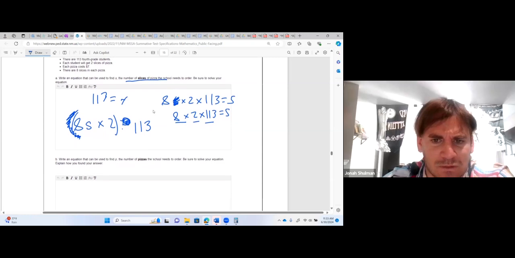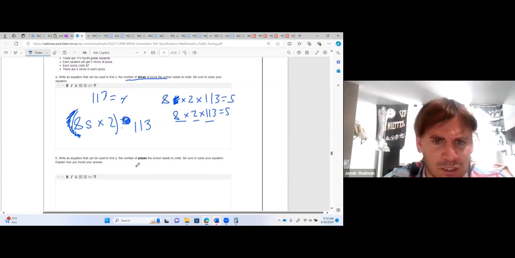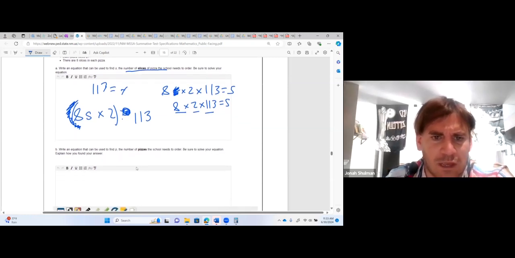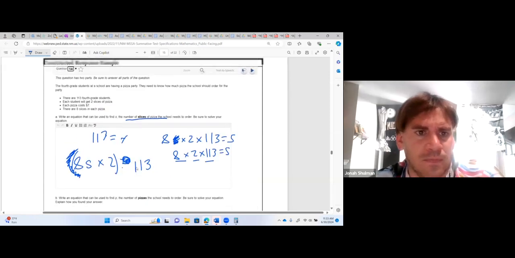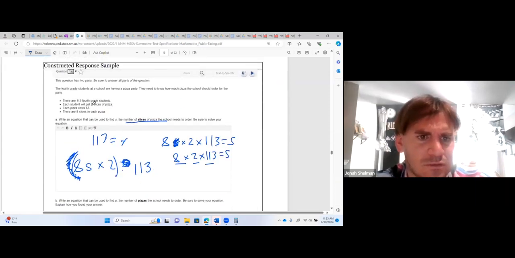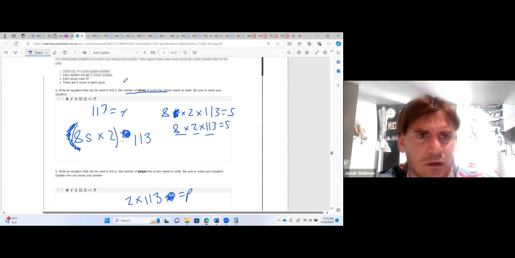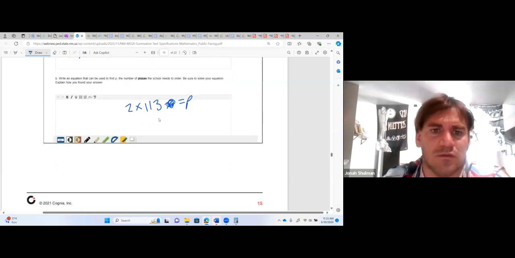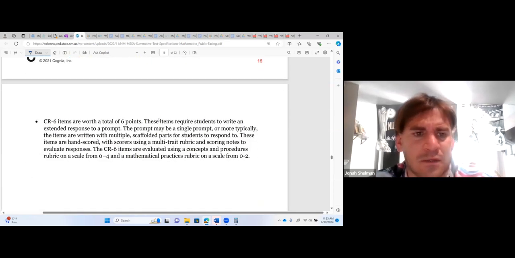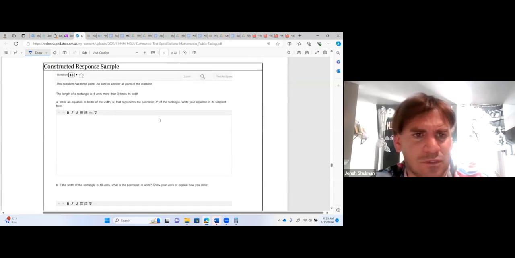Now find how many pizzas. Write the equation used for P. So how many pizzas you need to order. So now it's not 8, it's just 2 times 113, that's it, equals P. There's 113 students and each gets 2 slices of pizza, and there's 8 slices in each pizza. We have to divide this by 8. 113 times 2 slices, and there's 8 in each. So now we divide this by 8. I could have messed it up, but that's pretty much what you should do for those.